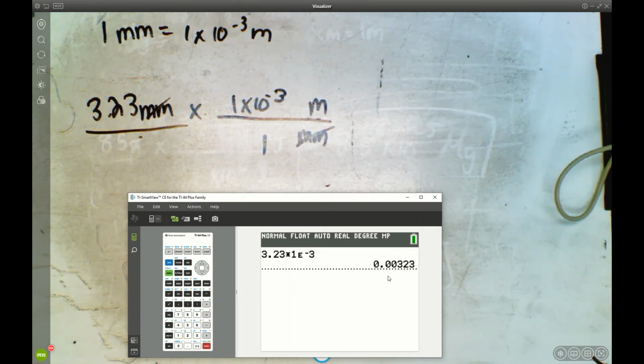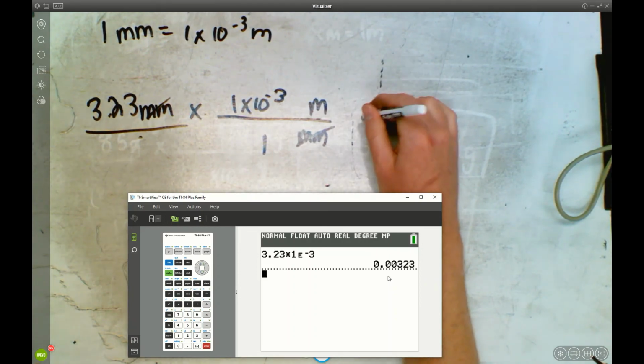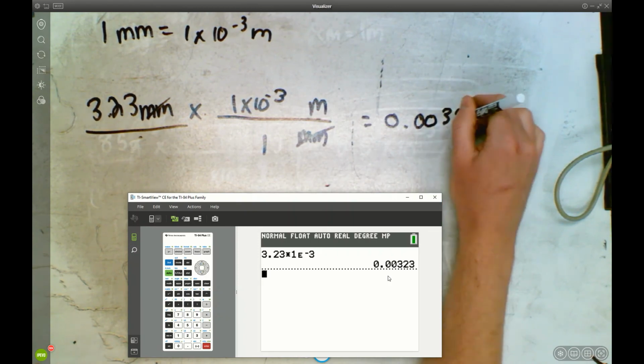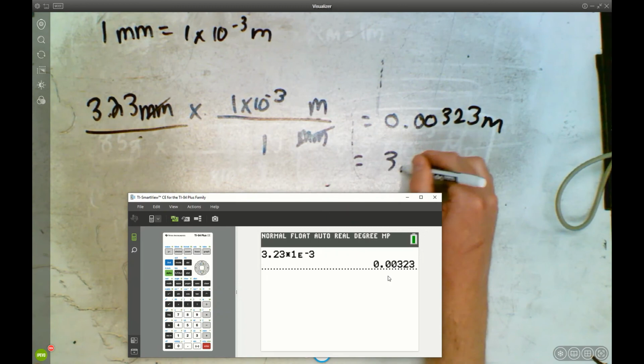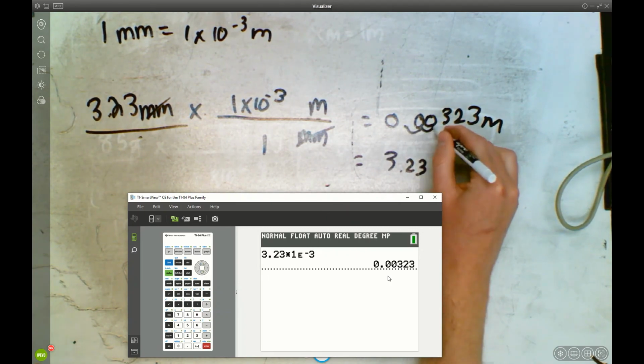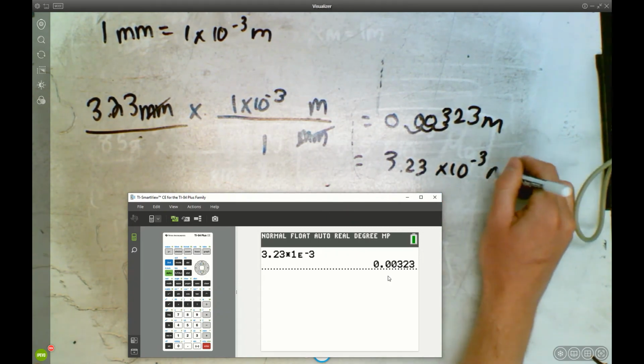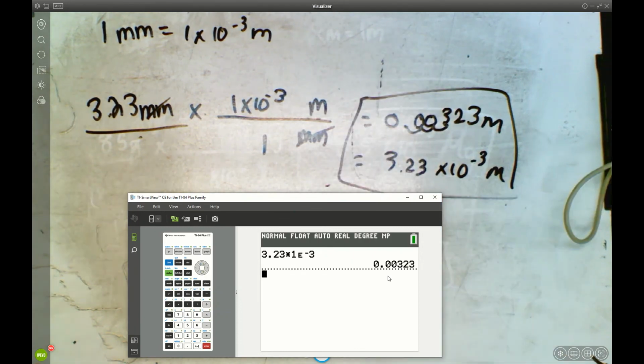Okay, and we end up getting this, so 0.00323. We want to answer to 3 sig digs. So technically, this would be correct with meters, or we could say 3.23 times 10 to the negative 3 meters. Both answers would be fine. It's not that small of a number. There's not that many zeros, so both ways of writing it are fine.